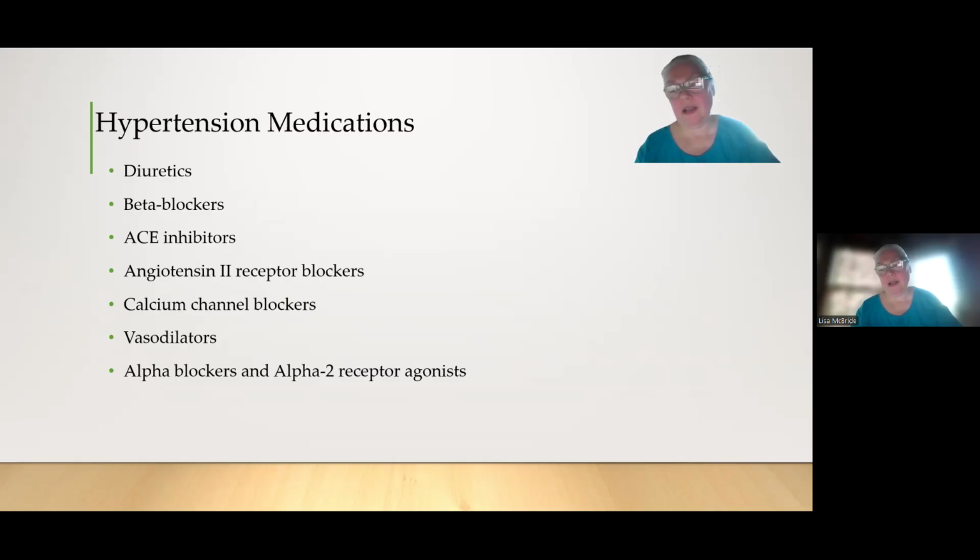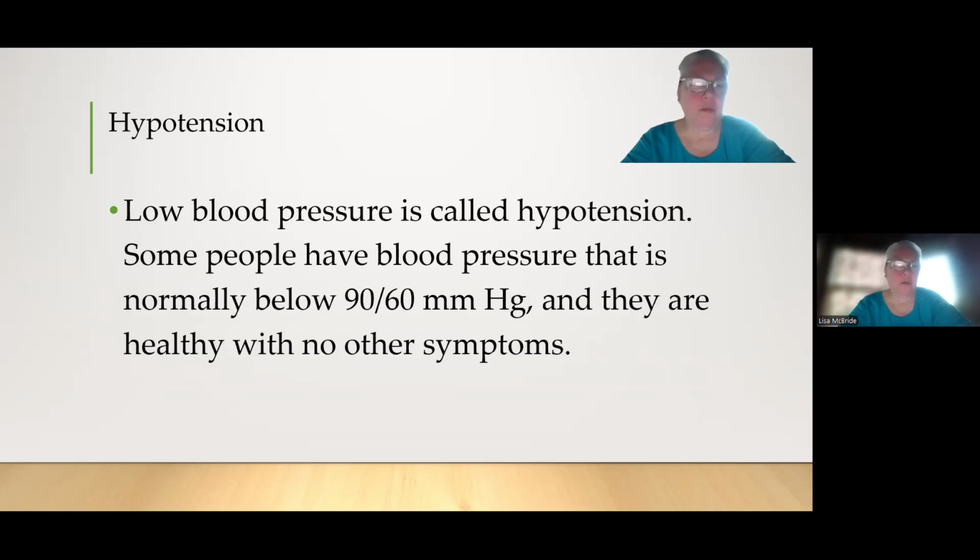So there's a lot of medications that go into these medications, a lot of them for heart failure. So hypotension, low blood pressure, is called hypotension, and that is a pressure less than 90/60. The MAP on that is going to be right at 60. So that's the reason why we look at that one.